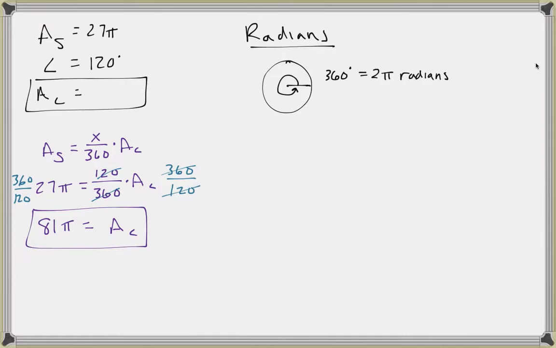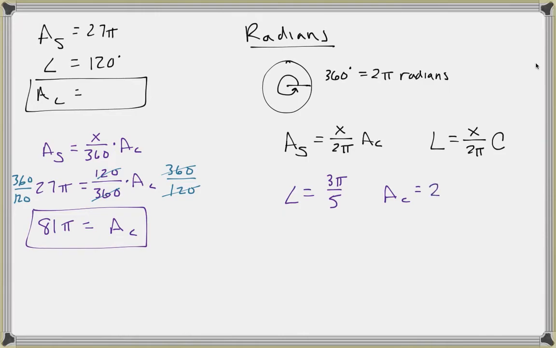So if we are working in radians, our area of a sector is going to be x over 2 pi instead of 360 times the area of a circle, or 2 pi r if that's what we wanted. And our length would be x over 2 pi times the circumference, or 2 pi r, if that's what would be more helpful. So for an example in this problem, I'm going to say we know the angle is 3 pi over 5. And we know that the area of the whole circle is 20 pi. And what we want to know is what is the area of the sector.